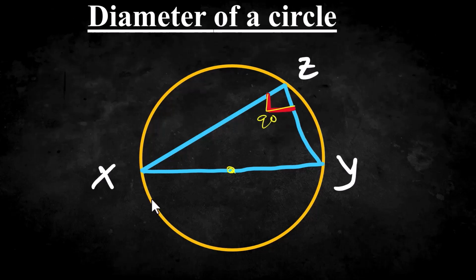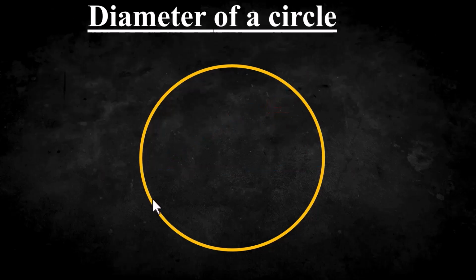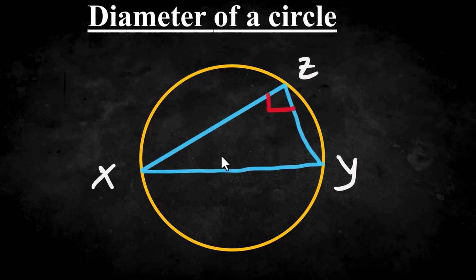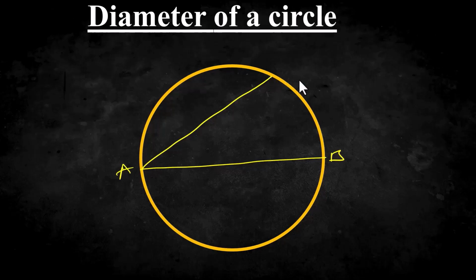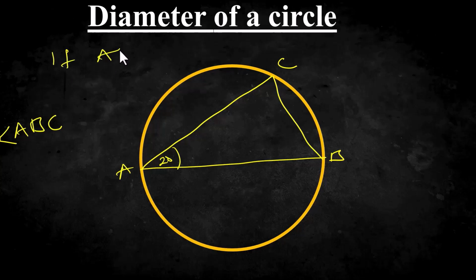So let's look at another scenario here. In case you have, let's say, a diameter, say AB. AB is a diameter, so the angle that subtends the circumference here is 90. But if this side is, let's say, 20, and you are asked to find angle ABC, once AB is a diameter, the angle at the circumference here is 90.